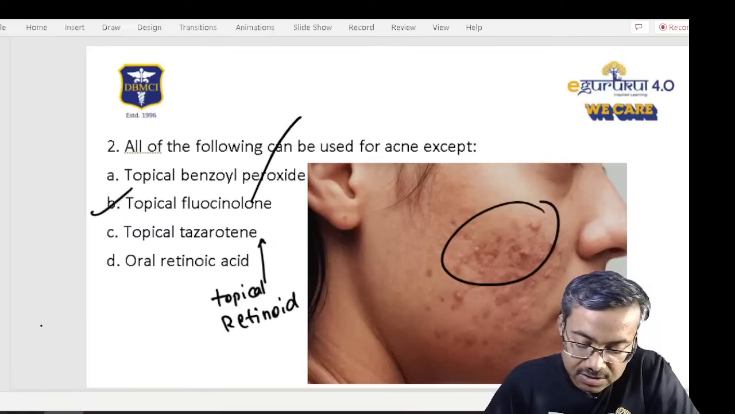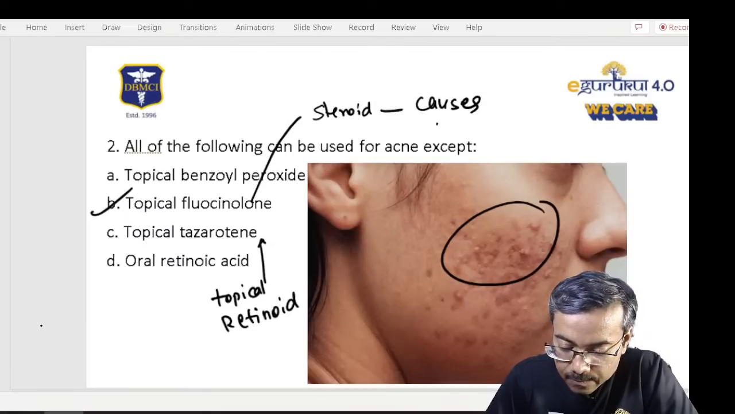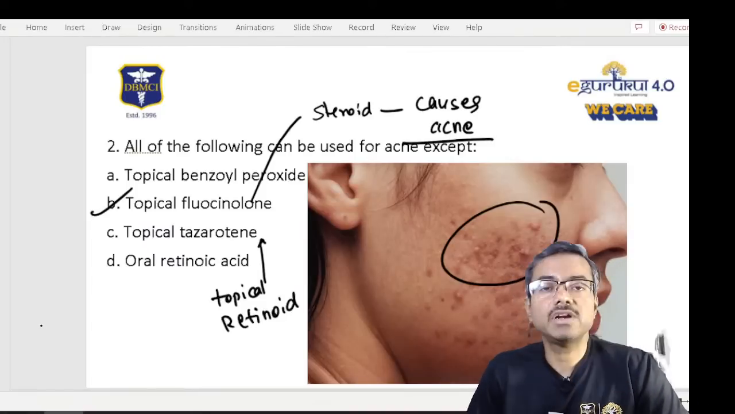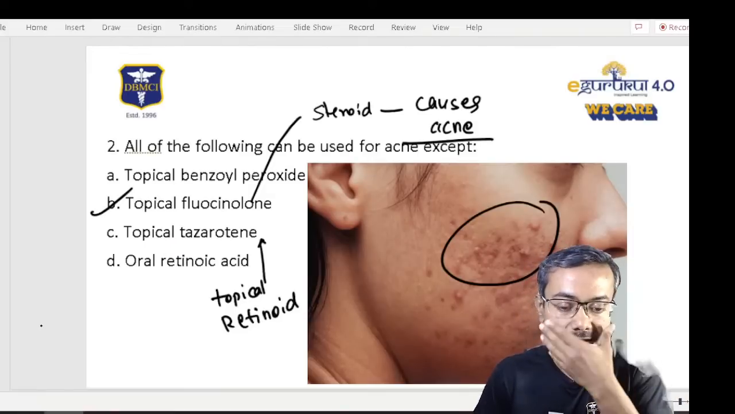The second option is a steroid. In fact, steroid causes acne. We call it steroid-induced acne. Okay, got it? Steroid-induced acne.